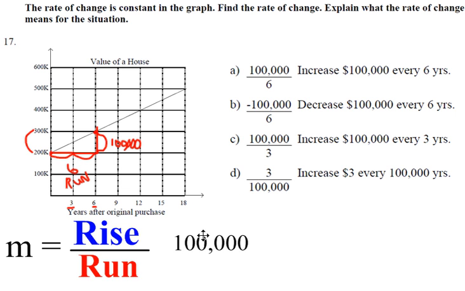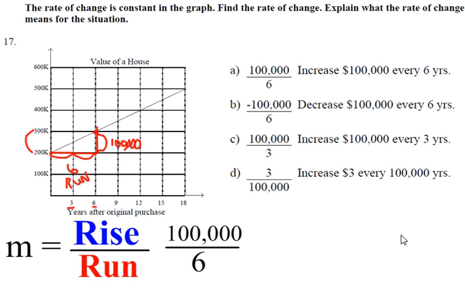Your rise is 100,000. Your run is going to be over 6. This is a positive slope. So you know that B is out right off the bat. It has a negative, so get that out of there.